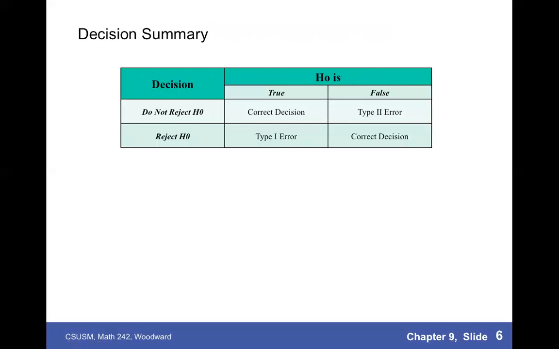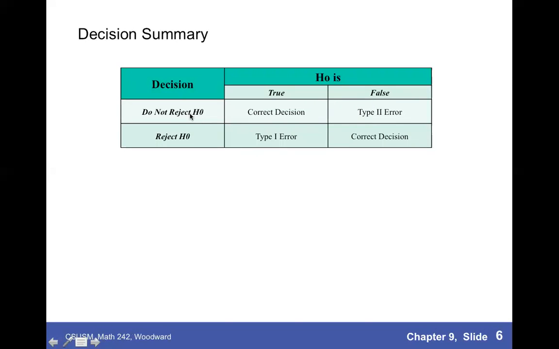When you make a decision, we have our H naught, and H naught could be true, and it could be false. We don't know which is the case, but it could be either one of those. We will make a decision. We will either reject H naught or not reject H naught. If I reject H naught, but it's true, I've made an error. That one's called a type 1 error.